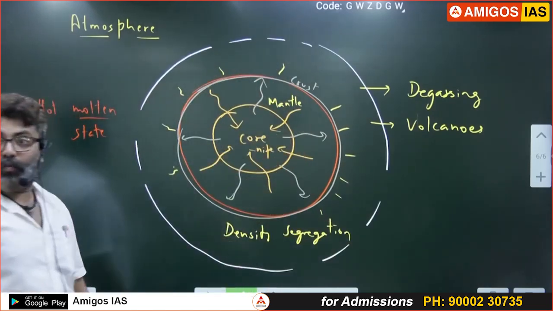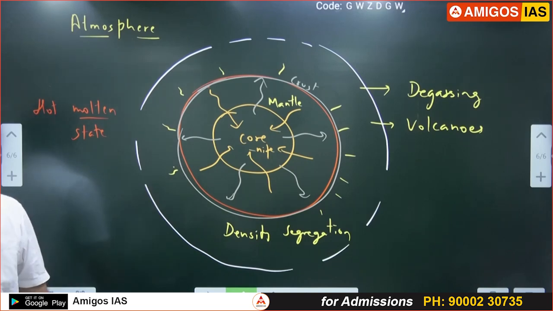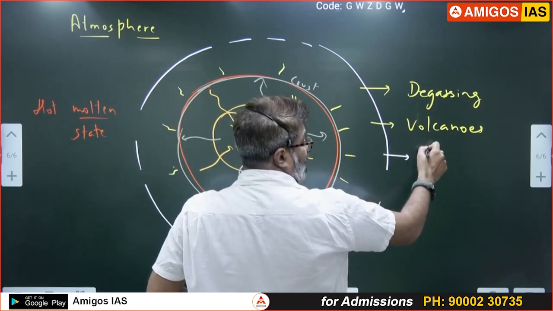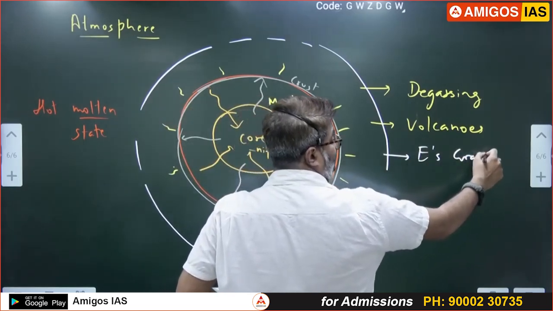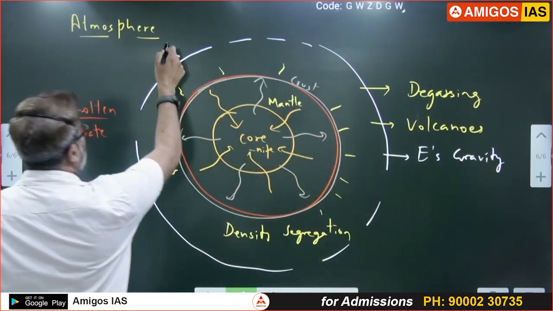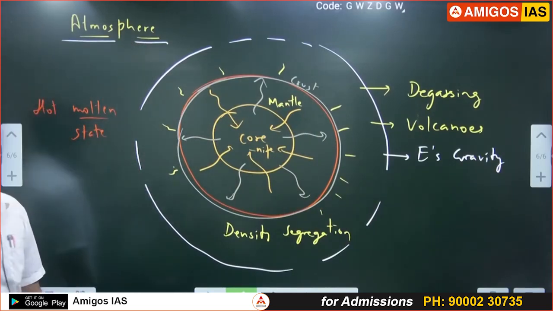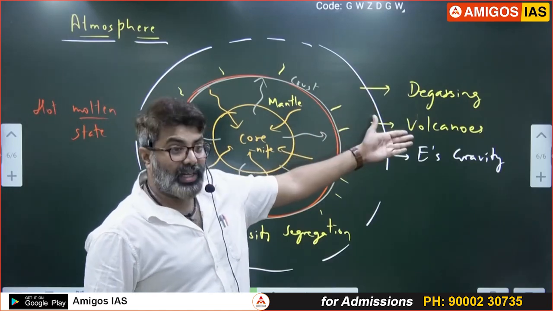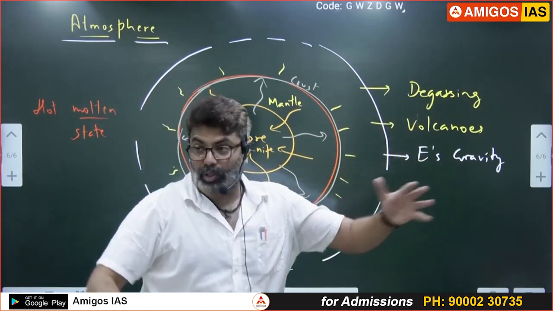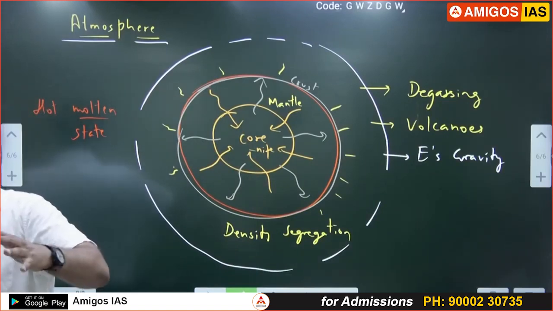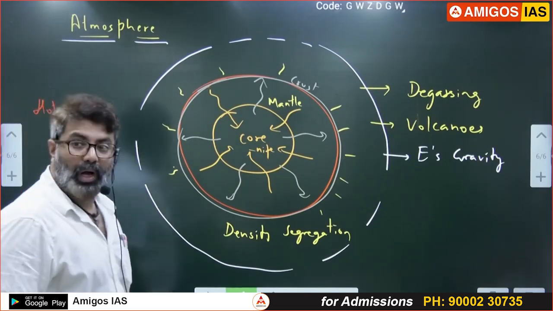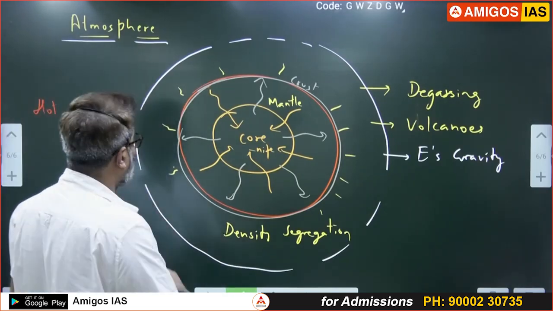Encircling the earth, they formed a blanket of air around the earth because of earth's gravity. Because of gravity, all this encircled the earth, forming a thin blanket of air that we today call the atmosphere. So the atmosphere was formed due to 3 reasons: degassing, volcanic activity, and earth's gravity. What if earth's gravity was absent? All the gases would have escaped. Yes, good.